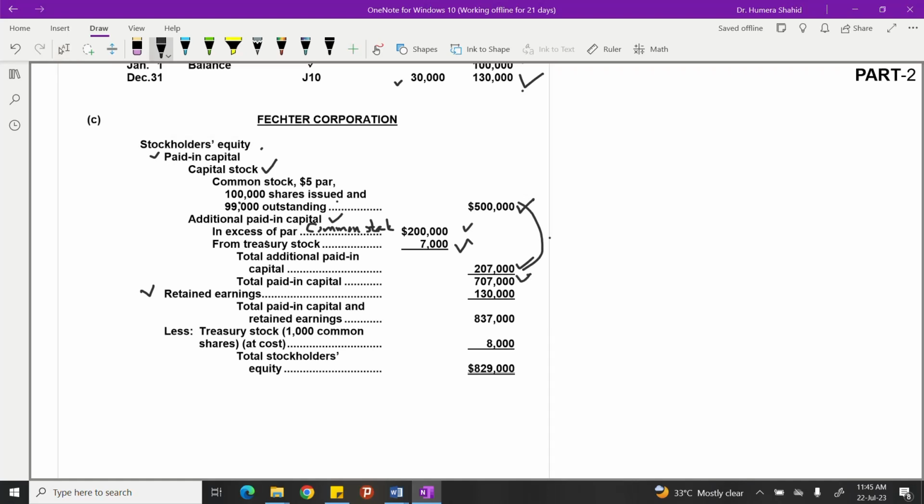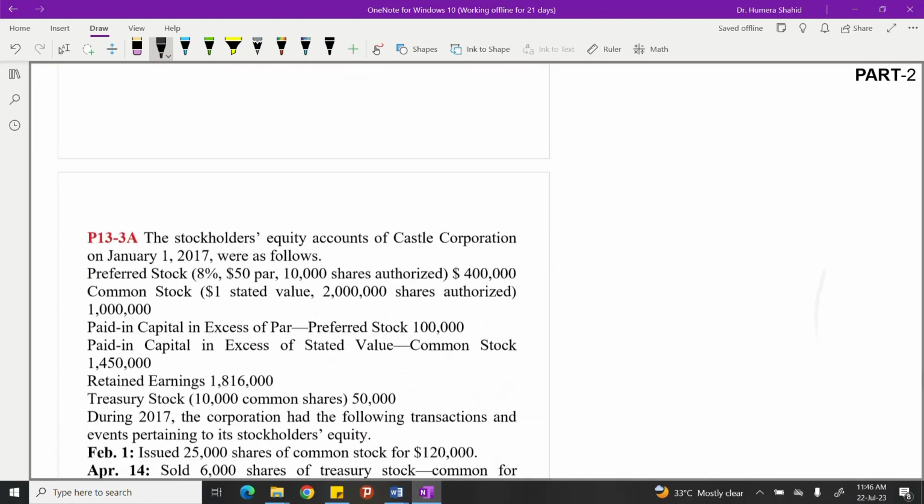Retained earnings we also updated. If you see here, this is the amount, 130,000. So altogether, my total paid in capital and retained earnings is 837,000. Then put the contra equity account with treasury shares. Don't forget to mention the number of common shares in treasury, which is still 1,000. So 8,000. It's contra, so reduce it from this balance. 829,000 is the ending balance of the equity account.